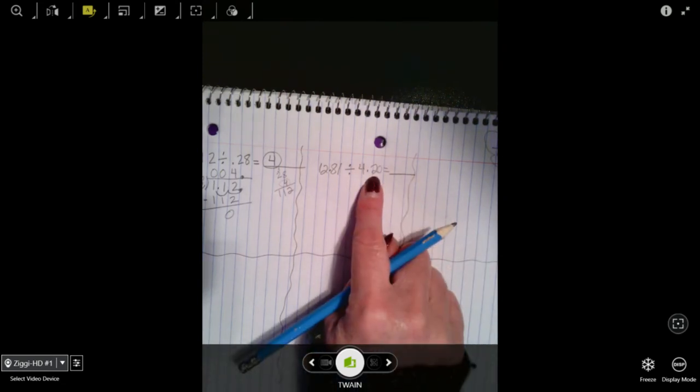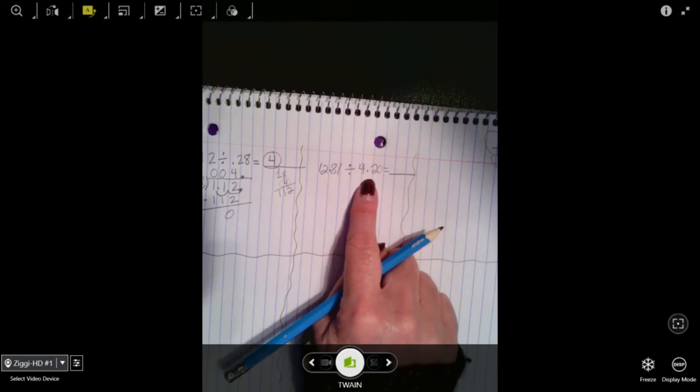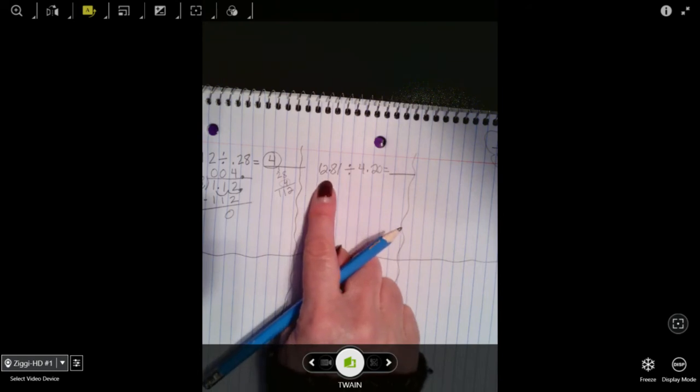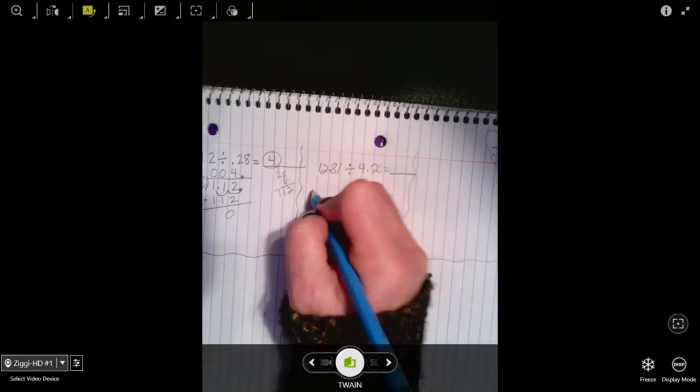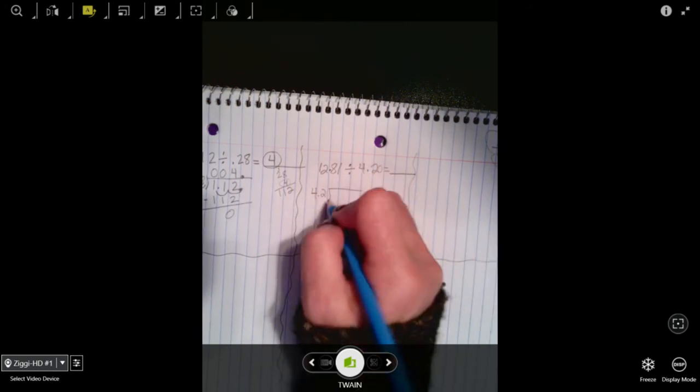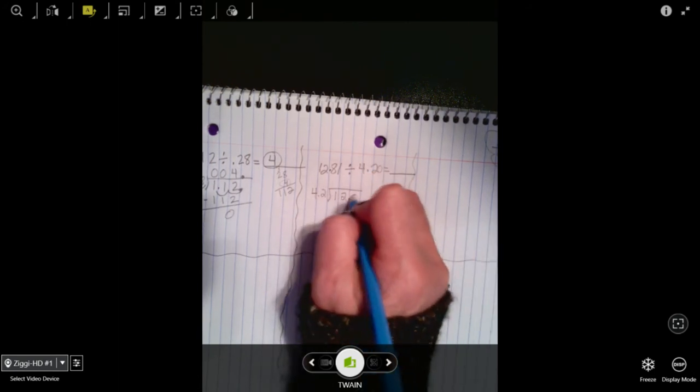4.2 and 4.20 is the same exact thing. So if I was buying something that costs $4.20, I'm going to guess about 3 would be my answer, but we need to do the math here. 4.2, and I have 12.81.